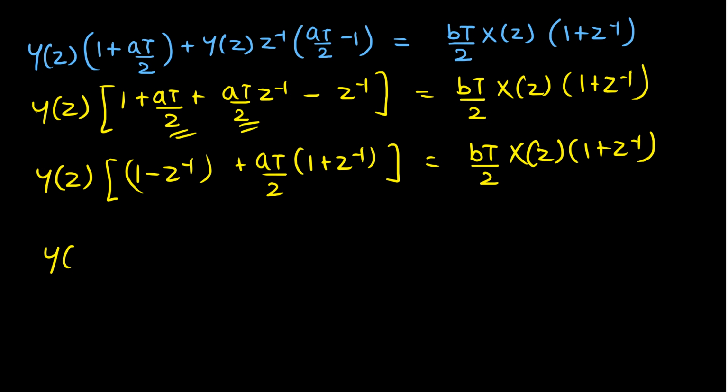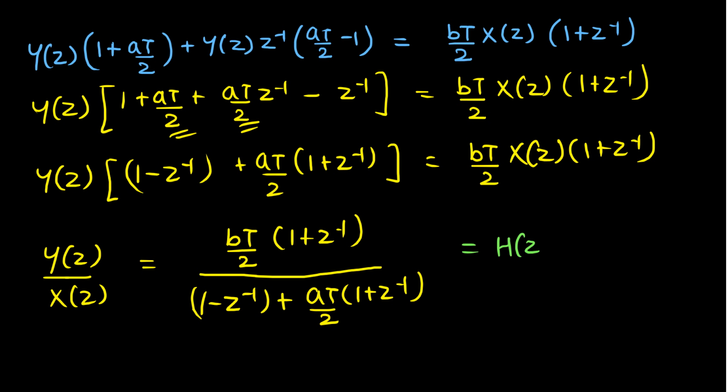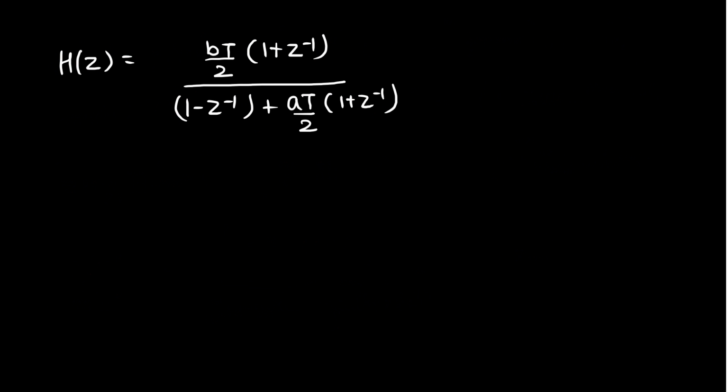So what we have is Y(z) upon X(z) is equal to bT/2 into 1 plus z inverse divided by 1 minus z inverse plus aT/2 into 1 plus z inverse, and this is basically the value of H(z). So what we have is H(z) is equal to bT/2 into 1 plus z inverse divided by 1 minus z inverse plus aT/2 into 1 plus z inverse.